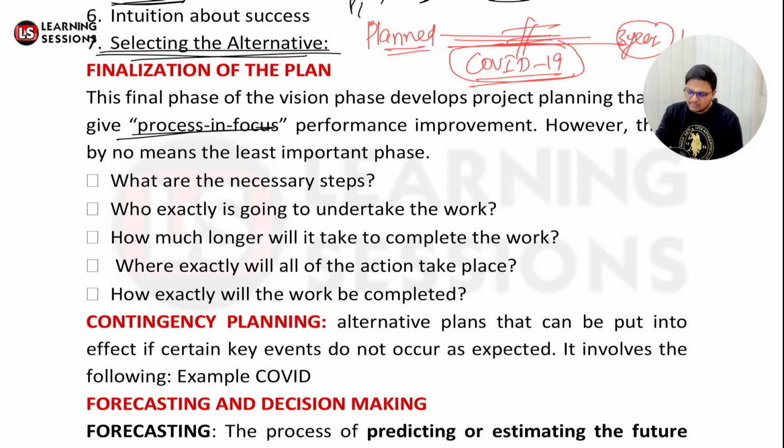Now I must be having some contingency planning, that in case of any external calamity or any of the other things which are basically not expected, that is a contingency. So I will be following my contingency plan over there, right? Further, it's related to forecasting and decision making.